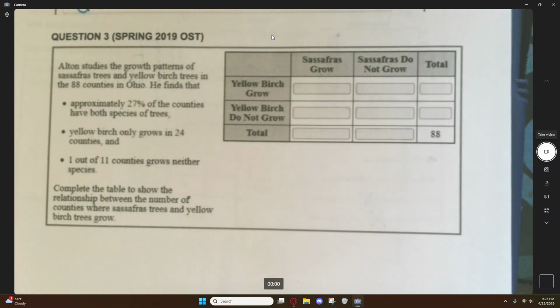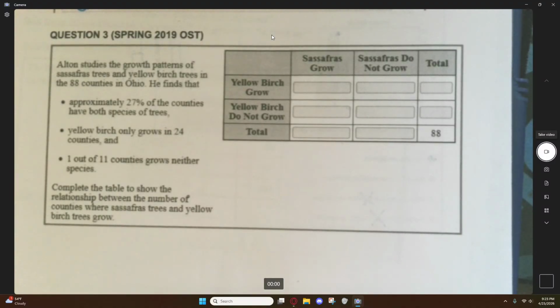Question 3. Alton studies the growth patterns of sassafras trees and yellow birch trees in the 88 counties in Ohio. He finds that approximately 27% of the counties have both species of trees. Yellow birch only grows in 24 counties, and 1 out of 11 counties grows neither species. Okay. So, what can we do with this?